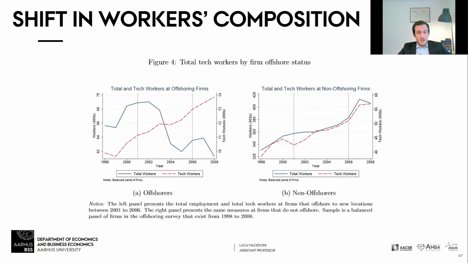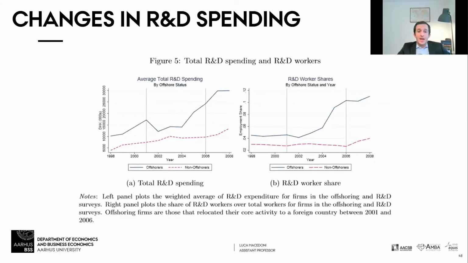Not only when you offshore do you start producing more high quality goods and let the foreign economy produce the low quality goods, but perhaps related to that, you also become more technologically intensive. And you also start spending more on research and development. You focus more on research and development. From 2001 till 2006, offshorers start spending more on research and development, and they also start to hire. There's a shift in the composition of workers towards R&D.